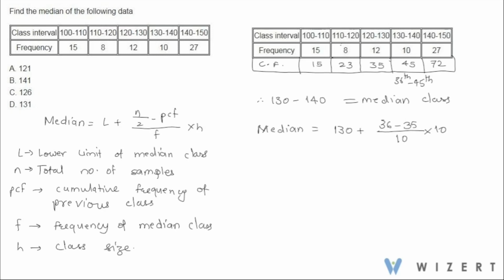So 10 cancel out and we are left with 36 minus 35, which is 1. So 130 plus 1 equal to 131. So required median of this group data is 131. Answer is option D.